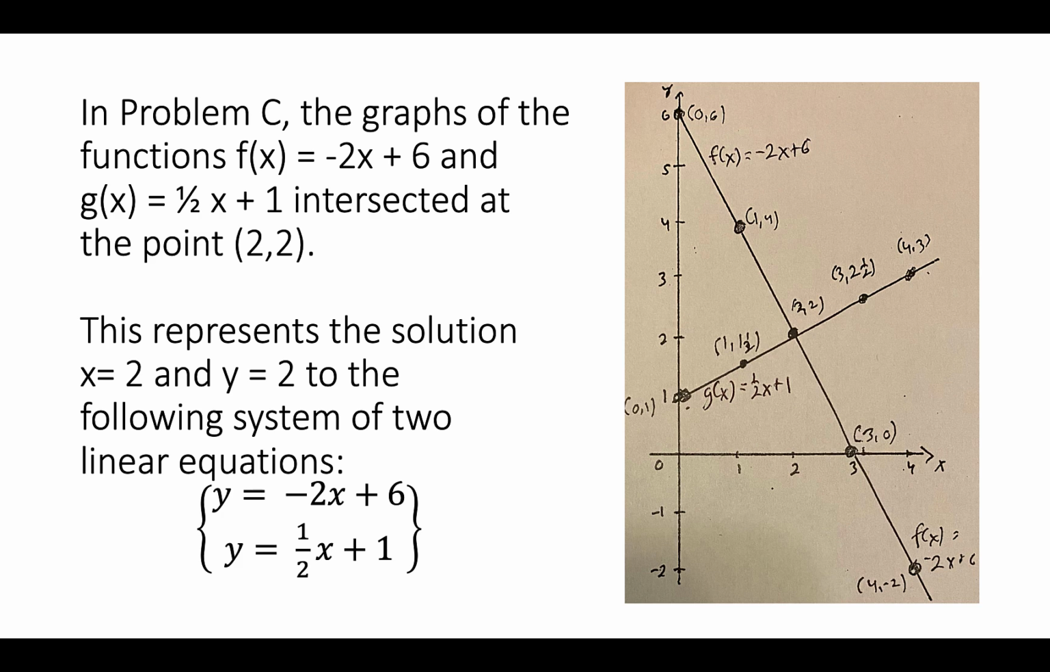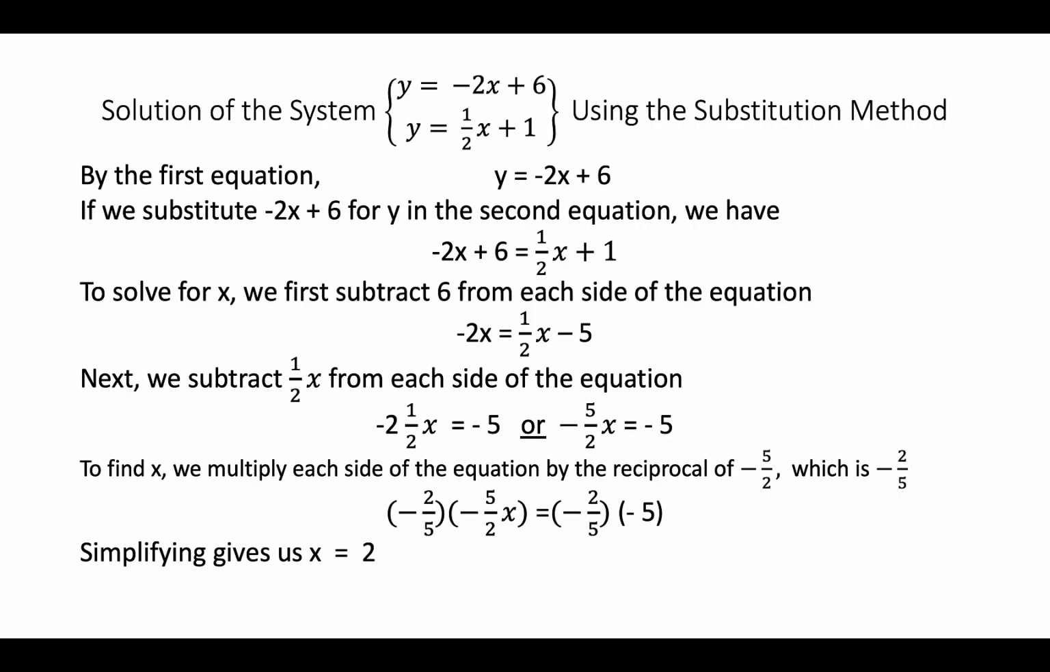In problem C from the activity, the graphs of the functions f of x equals negative 2x plus 6 and g of x equals 1/2 x plus 1 intersect at the point (2, 2). This represents the solution x equals 2 and y equals 2 to the system of two linear equations y equals negative 2x plus 6 and y equals 1/2 x plus 1. In the next lesson, we will discuss two methods for solving systems of equations, the substitution method and the elimination method. As an example, we can solve this system using the substitution method.